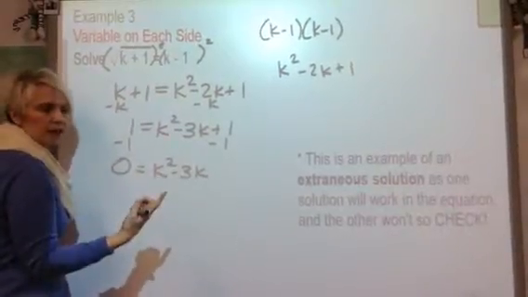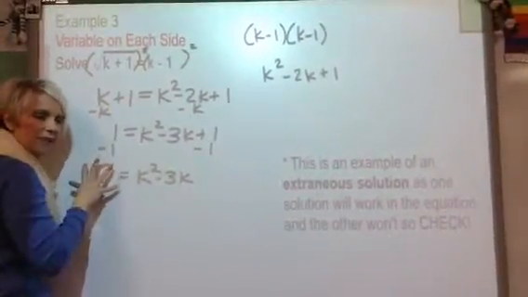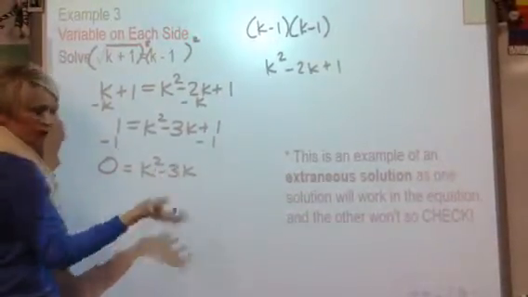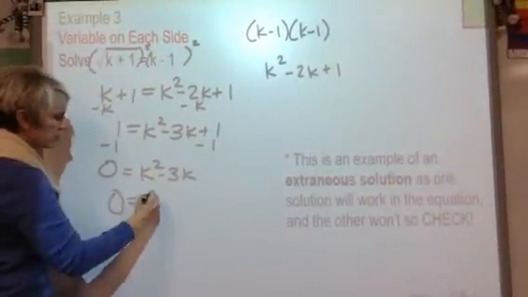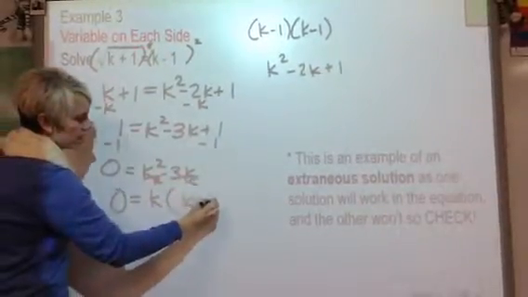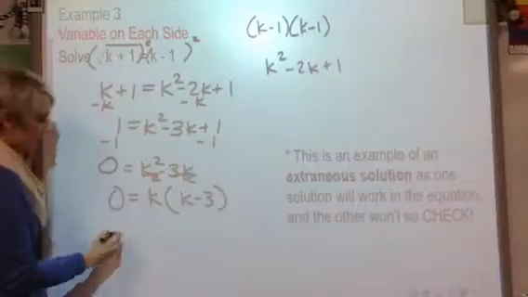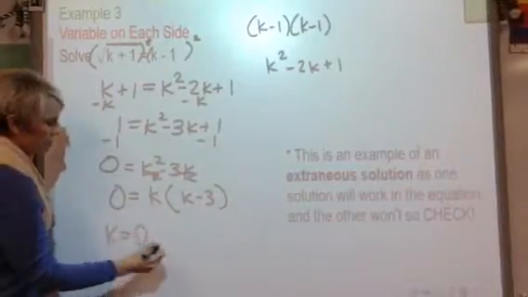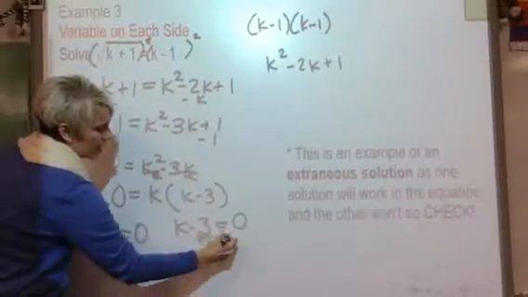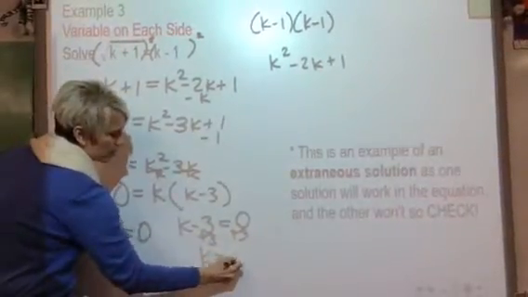This is just like a couple chapters ago where we set it equal to 0. Now I look for a common factor that I have here, which is k. So 0 is equal to k, and when I divide both of these by k, I get k minus 3. And then we separate and solve. So I get k is equal to 0, and k minus 3 equals 0. When I add 3, I get k equals 3.